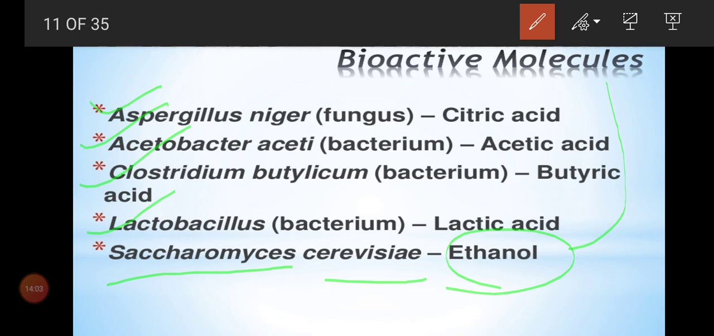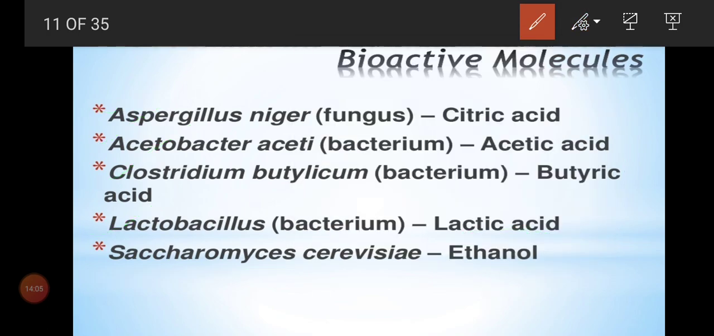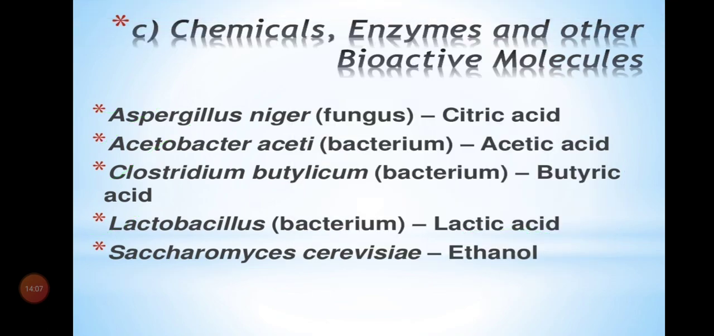Okay, these are some of the chemicals we are getting because of microbes. So these are some chemical examples. Is that clear, children? Chemicals.